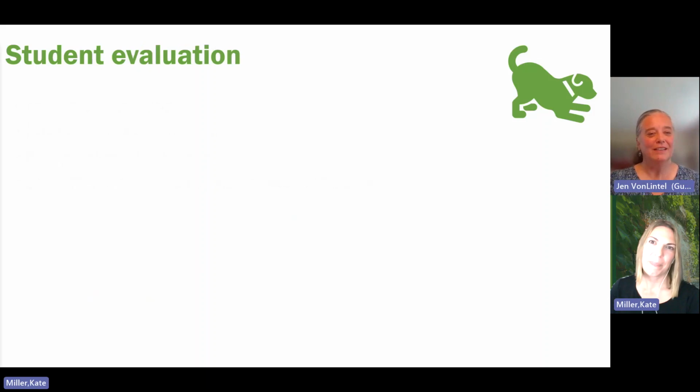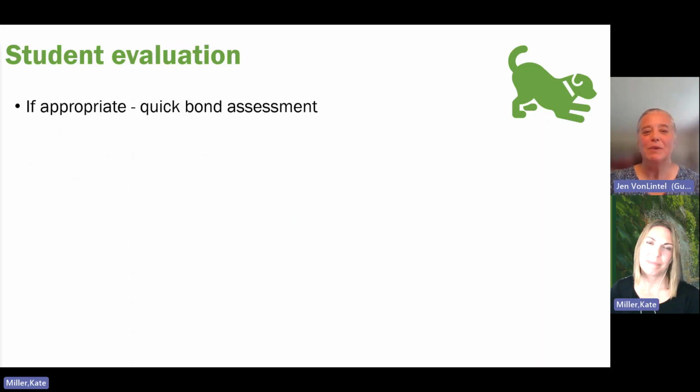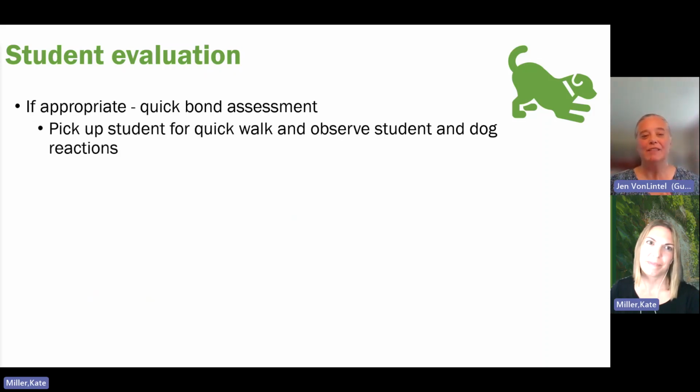So once we have our students selected, then we're going to go into a little bit more of an evaluation. Sometimes what I like to do is just see how the dog and the animal respond to each other. So I might have the team come in and we'll go for a quick walk, totally separate from interventions. And I'm looking for, does the student physically interact with the dog? Does the dog engage with the student? Is the student hiding behind me and not wanting to interact?